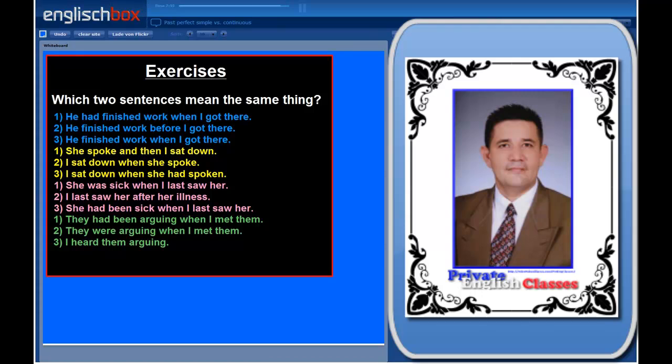And finally, with the green sentences, they had been arguing when I met them, they were arguing when I met them, and I heard them arguing. Number 2 and number 3 are the same. So you were witness, you saw them arguing. In number 1, it happened before you saw them.